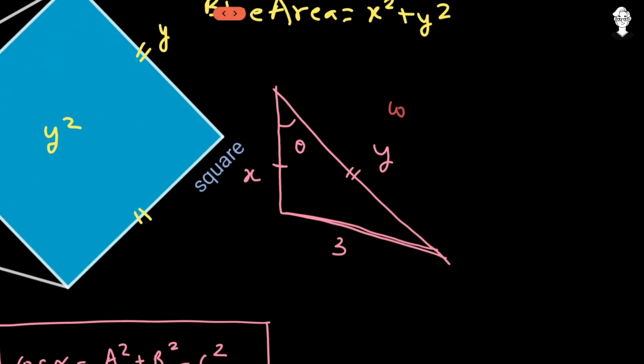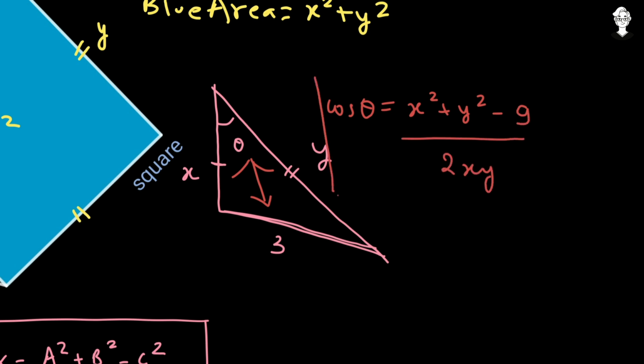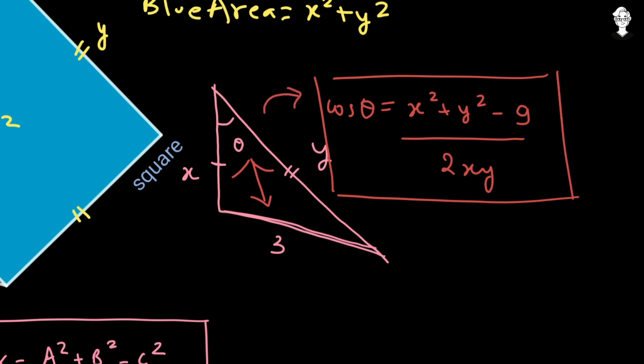So in this triangle, the value for cos theta would be equal to the sum of the squares of the adjacent sides. Adjacent to angle theta is x and y, therefore x square plus y square minus the square of the opposite, that is 3, so minus 3 square, that's 9, upon 2 times xy. That is 2 times the product of the adjacent sides. So in this triangle, after applying the cosine rule, we got the value for cos of theta.